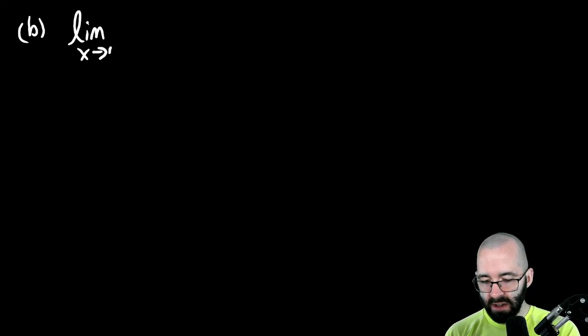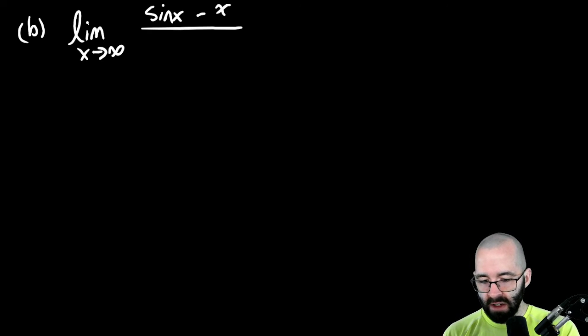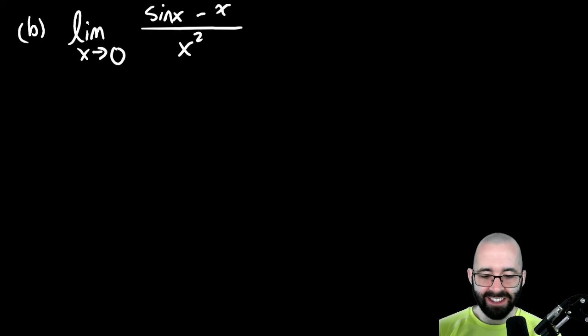Let's do another one. Part B, the limit as x goes to infinity of the sine of x minus x over x squared. Sorry, the limit as x goes to 0. I was like, wait, this is getting into the next video. The limit as x goes to 0 of this.